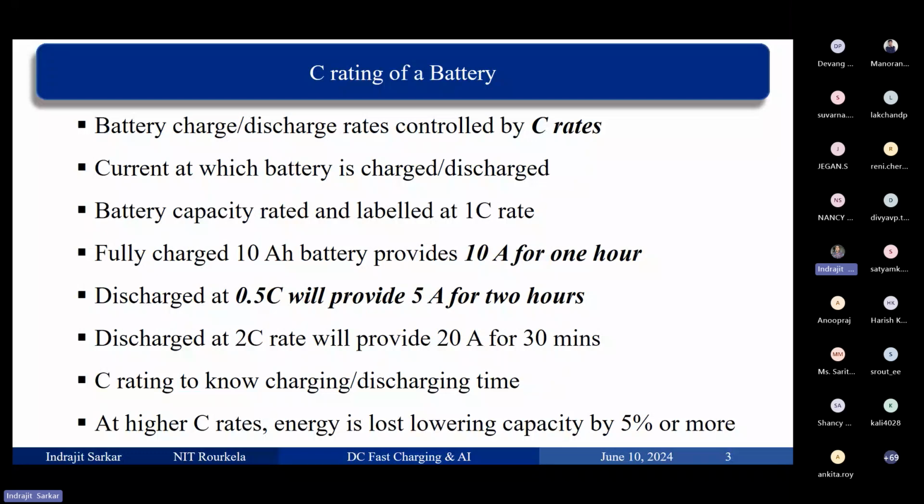So therefore, as I told, if it is high current, it is harmful for the battery, but we'll see under what condition we can do that. When we know about the C rate, we can know that okay, this much amount of current is going to the battery. How can we know that?